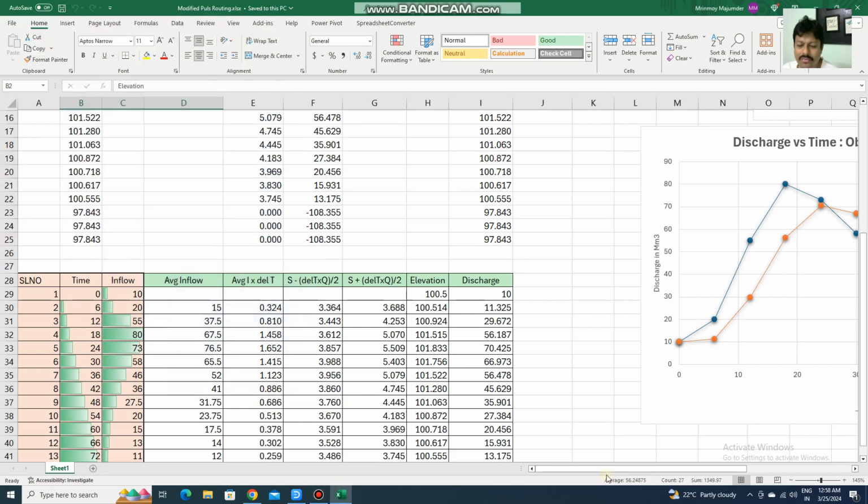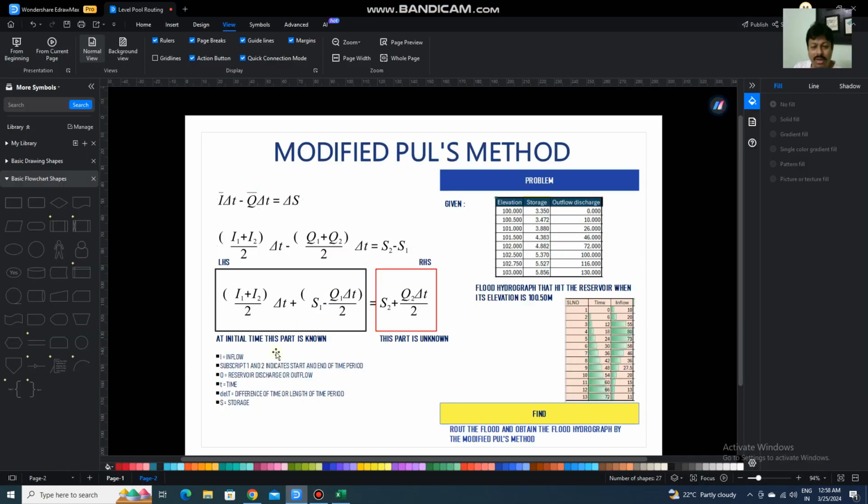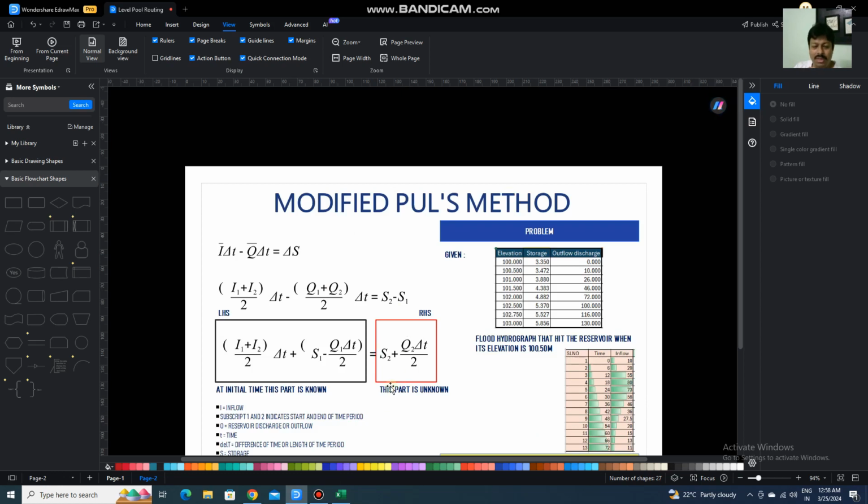So what will be the first step of this method? Your first step will be to find S plus Q delta T by 2. What is that term? You see, after rearranging, S plus Q delta T by 2, this part in the RHS is unknown. So you must calculate that part: S2 plus Q delta T by 2.